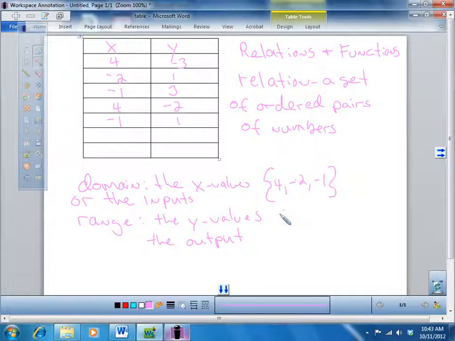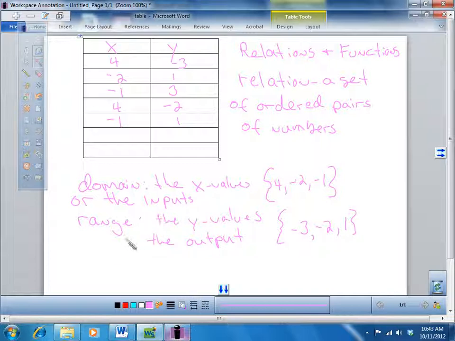What's the range? What are the numbers that I can get out? Negative 3, 1, and what else? There's one other one. Negative 2 and 1. And that's the range. And usually you want to order them from smallest to biggest. I didn't do this right here, so I should have gotten -3, -2, 1. So that's the domain and the range.